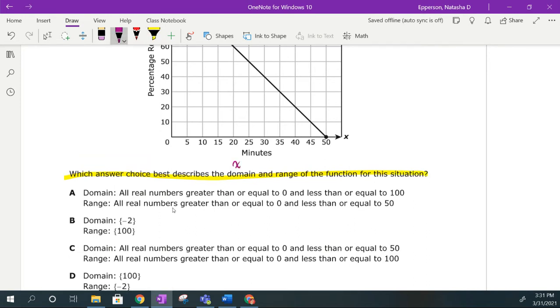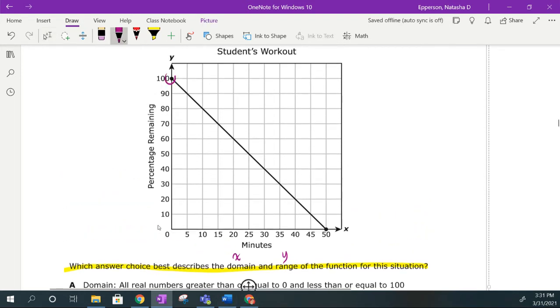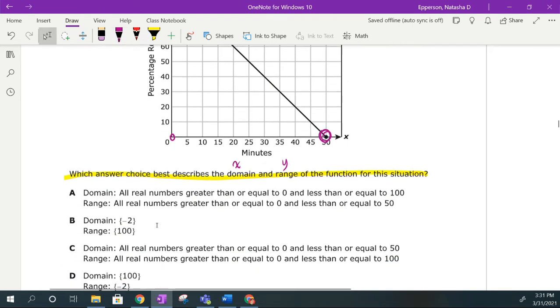Remember, the domain is your x values and the range is your y values. The first thing I want to do is make sure that I don't have arrows. I have specific points at both ends of this graph, so that means this graph does not continue. If I look at my x values, my minimum x value is here at 0. My maximum x value is 50. So my domain would be from 0 less than or equal to x less than or equal to 50.